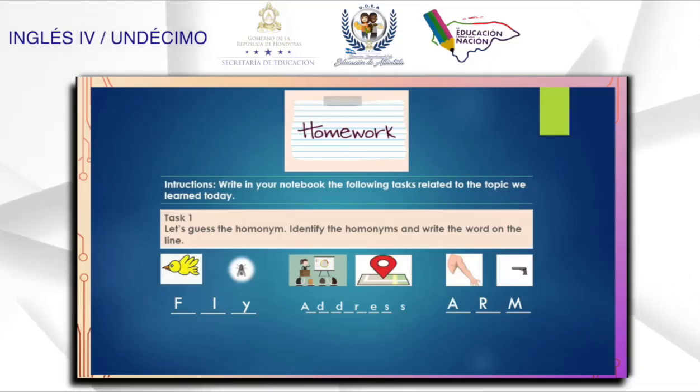In the first two pictures, the word is fly. In the next two pictures, the word is address. And in the last two pictures, the word is arm. If you have your homework like this, it is correct.